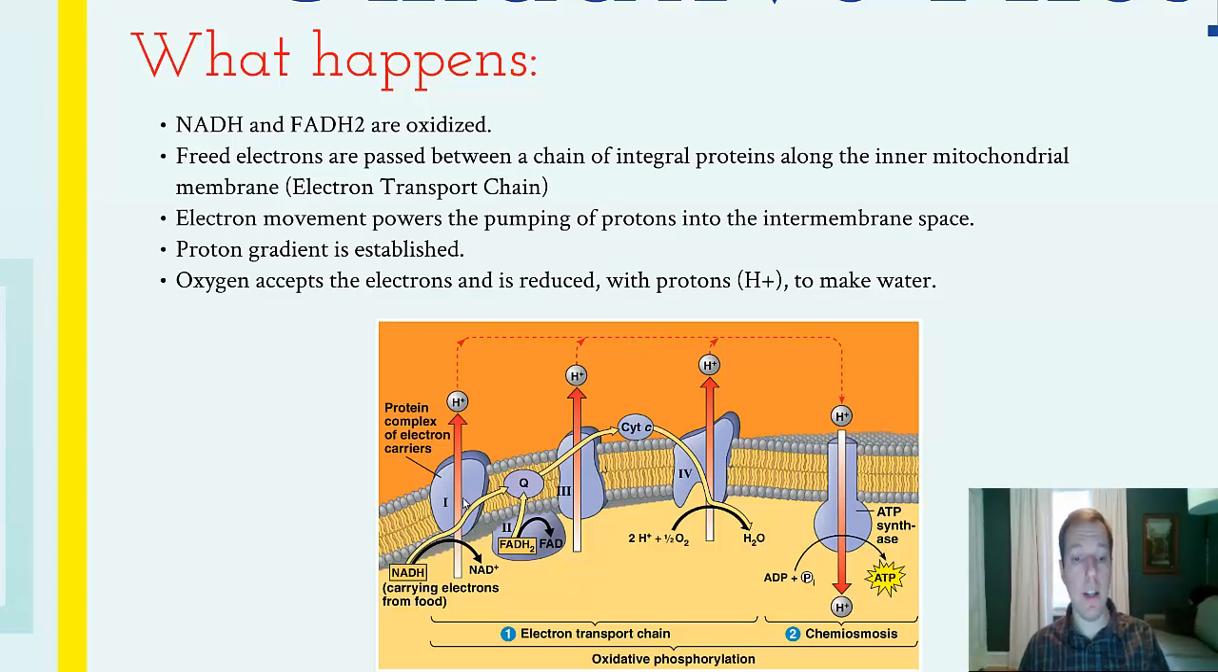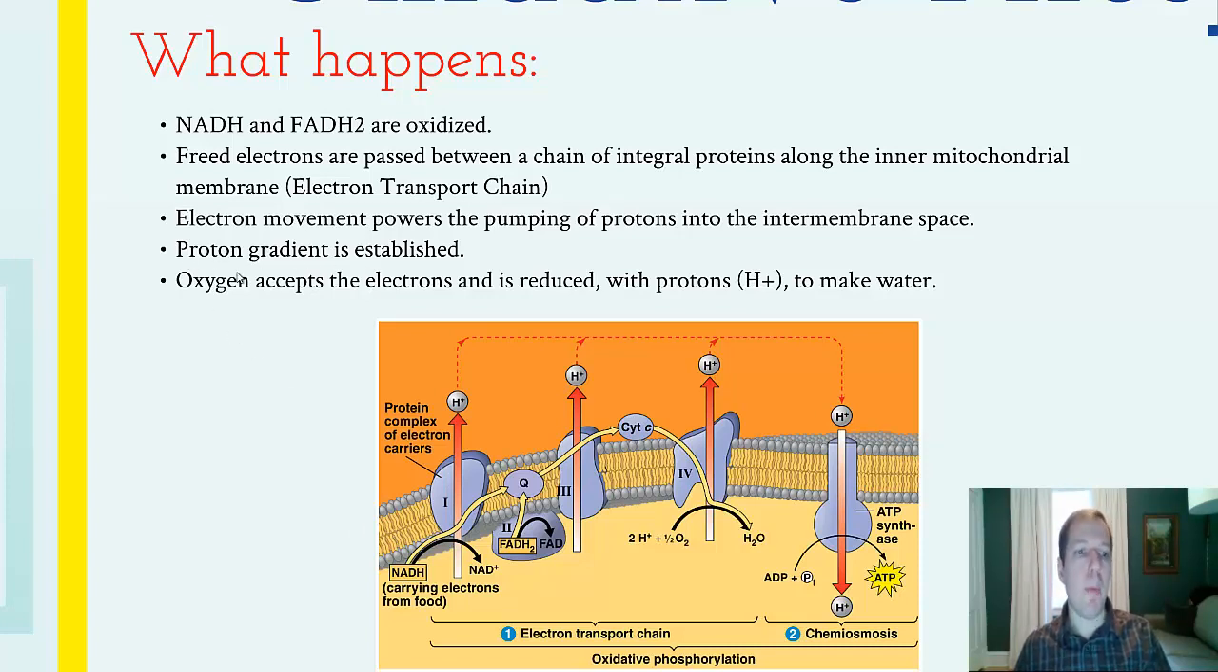So what's happening here is that the energy from the electron is pumping protons, H plus protons, on the outside into the intermembrane space of the mitochondria. Again, this is the inner membrane of the mitochondria. Having a folded inner mitochondrial membrane increases the surface area, which allows more space for these protein complexes to do their work.